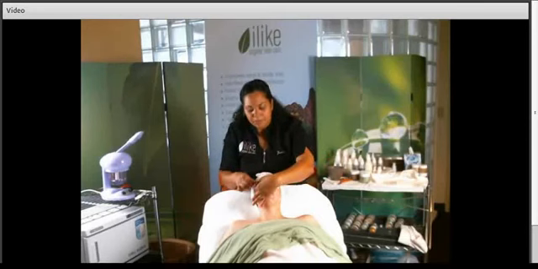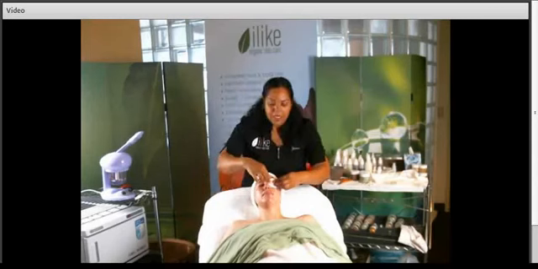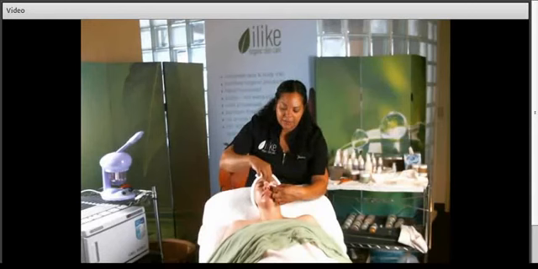Then once you're done, you can remove the pad and throw it away, and do the same with the pad on the next eye. Sweep gently across the eyelids, over the eyelashes.